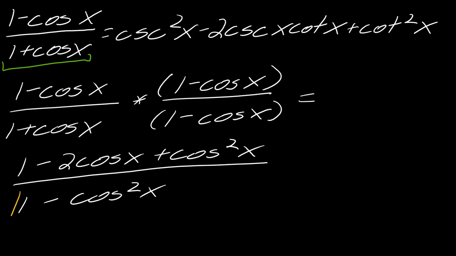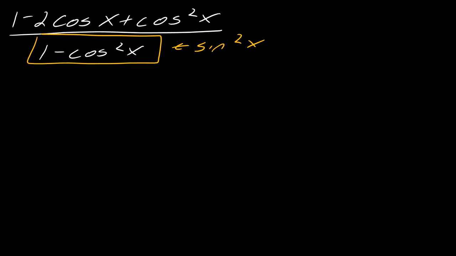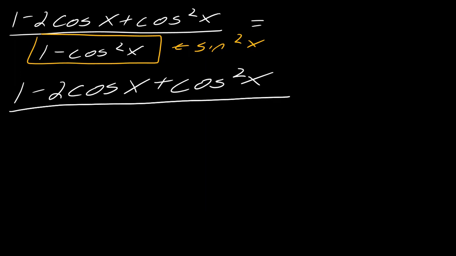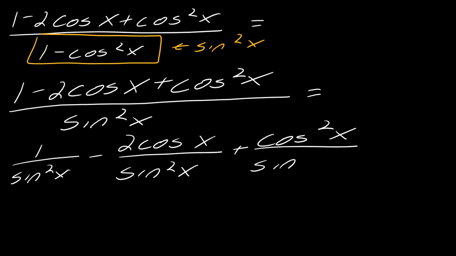Okay, so this part here, I can go ahead and rewrite as sine squared x. Obviously I'm going to need some more room, so let's make some space. Let's go ahead now and rewrite this. So this equals 1 minus 2 cosine x plus cosine squared x, all of this over sine squared x. And now I want to break this up into separate fractions, okay? This becomes 1 over sine squared x minus 2 cosine x over sine squared x plus cosine squared x over sine squared x.